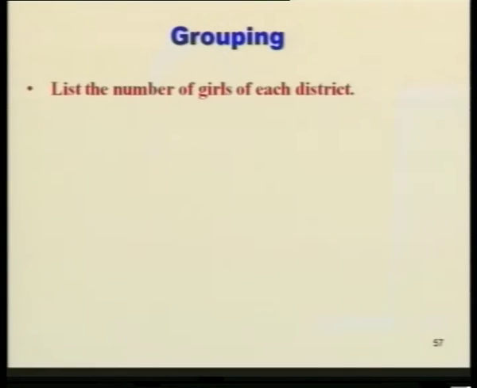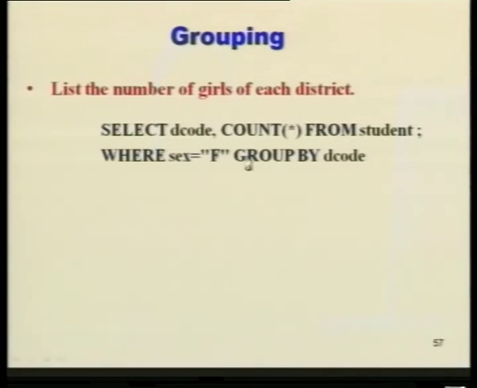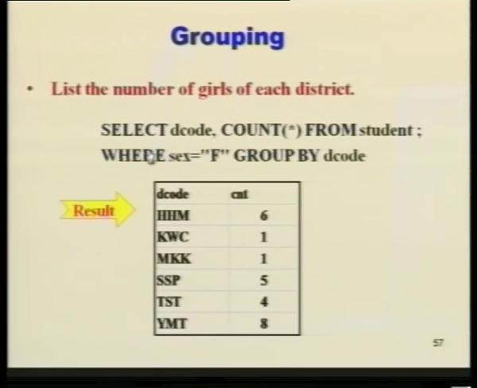List the number of girls of each district. Now, here the grouping is different. So, select decode, group by decode, decode gives me the district, and then count star from student. Here I am putting a condition, I want the sex field of that tuple to be equal to F. So, female, I am taking care of female, I am grouping by district using this group, and then I am counting the number of students. So, I will get the decode, and this will be the number of girl students that I am ensuring by putting this in each district.